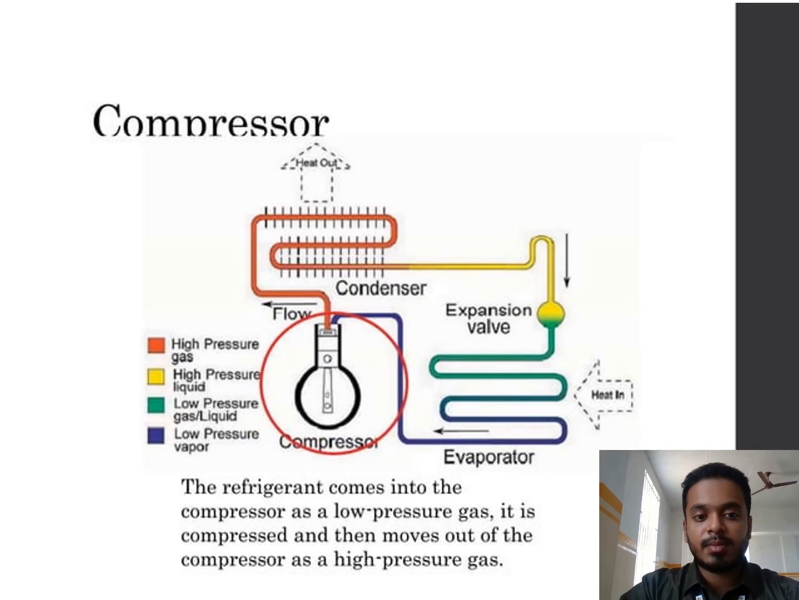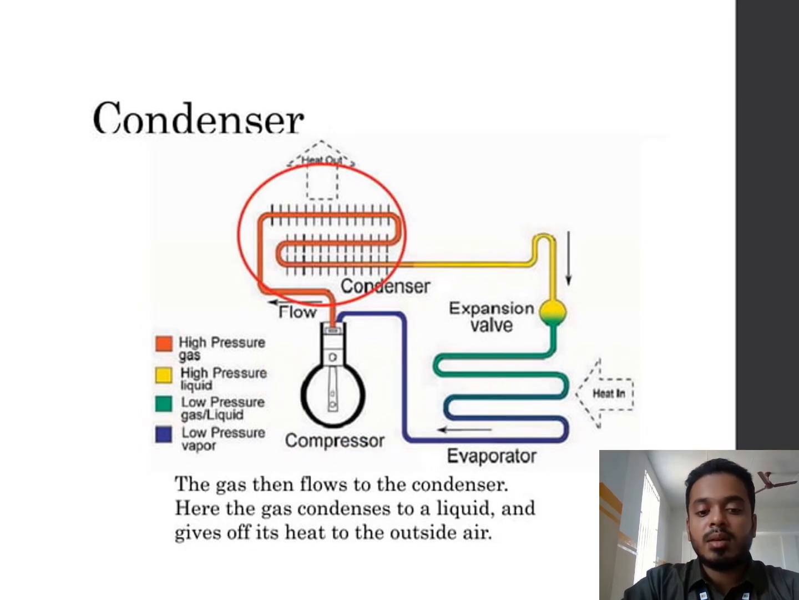Okay. Next we are going to see about the compressor. The refrigerant comes into the compressor as a low pressure gas. It is compressed, then moves out of the compressor as a high pressure gas. Due to this compression, the temperature increases. The compressed gas then flows to the condenser. Here the gas condenses to a liquid and gives off its heat to the outside air.